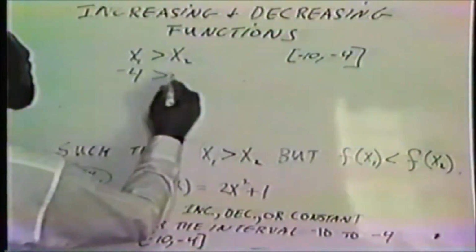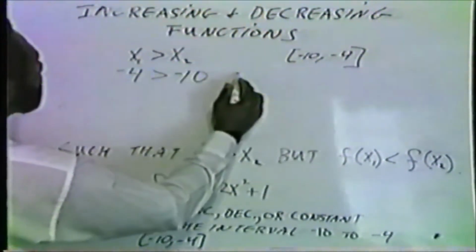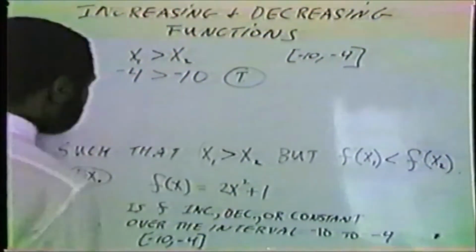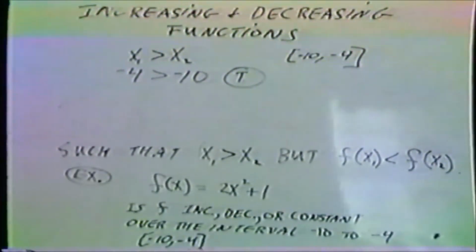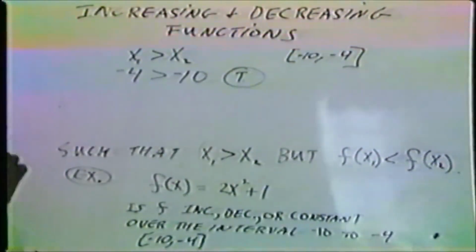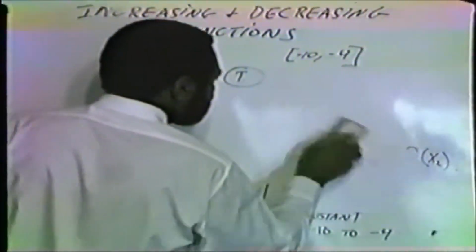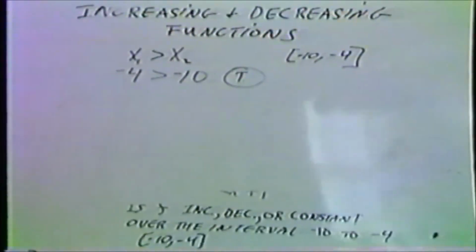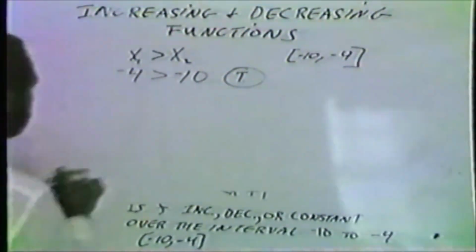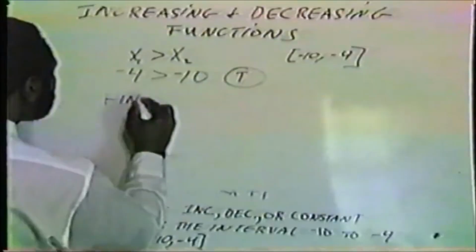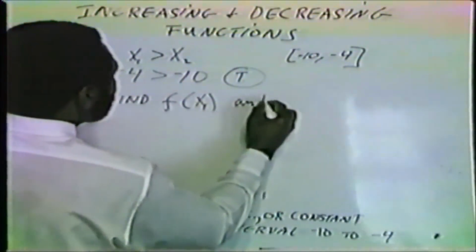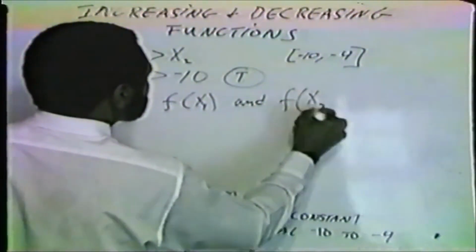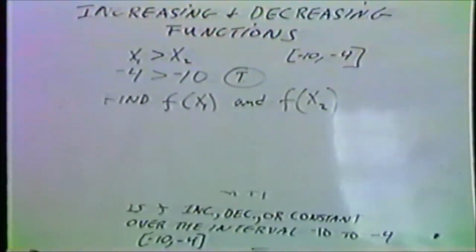Negative 4 is greater than negative 10, and that is true. Now, to decide whether the function is increasing or decreasing over that interval using algebra, we have to find f of x of 1 and f of x of 2.